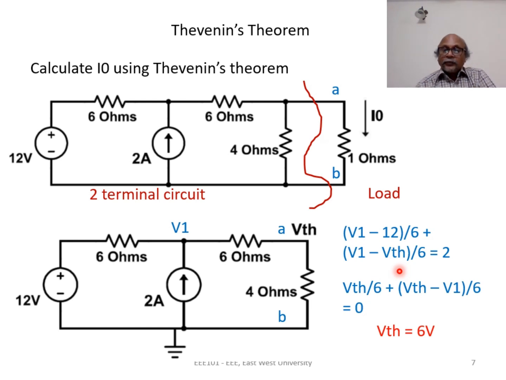Okay. Next, we have to find RTH. If we look at this circuit, the two-terminal circuit, there is no dependent source. We have only independent sources. Case 1 is applicable. We have two independent sources. So special case is also applicable and case 2 is always applicable. We can determine RTH using any of the three techniques that we have discussed.